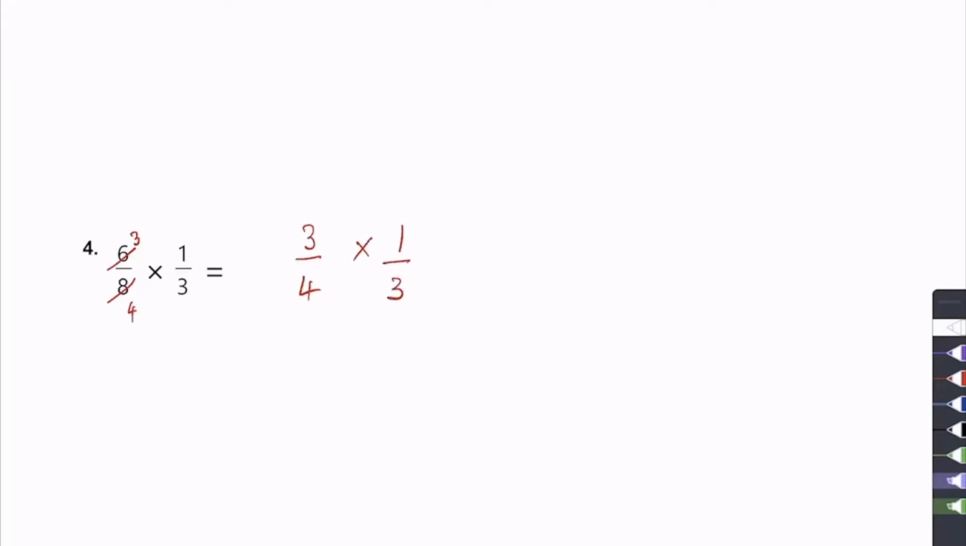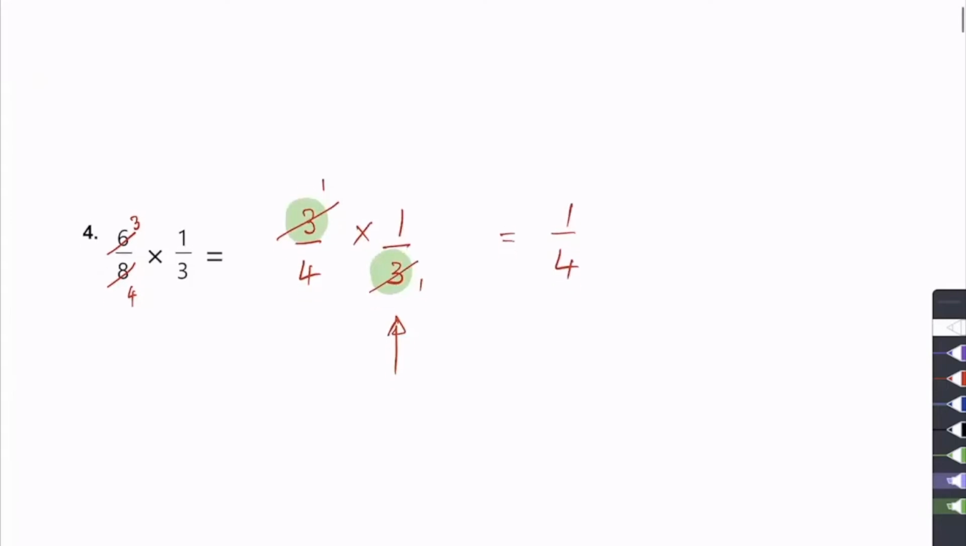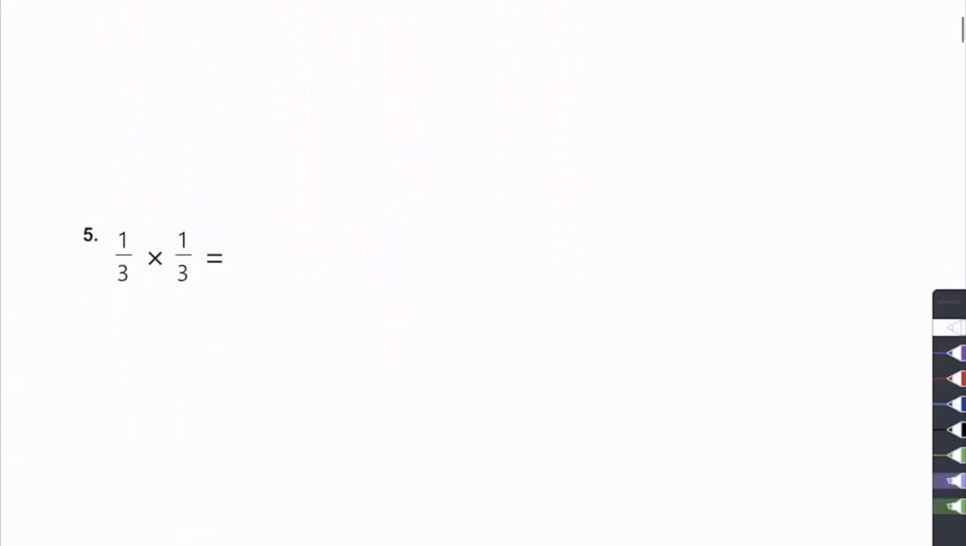And now I'm going to simplify diagonally. So I can do 3's into 3 go 1, 3's into 3 go 1. Well, 1/1 is just 1. And 1 multiplied by anything, you're just left with whatever you were multiplying with. So in this case, the answer is just 1/4. So I hope you got that right. If you didn't, I hope you understood the explanation. And let's move on to the next one.